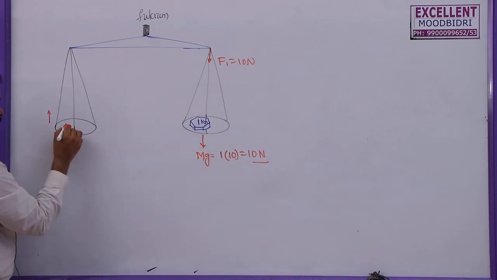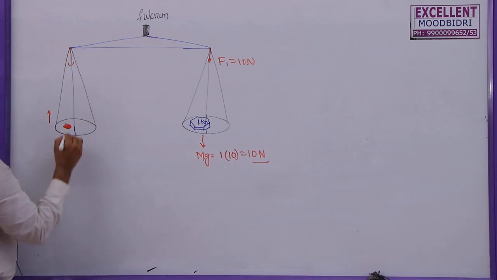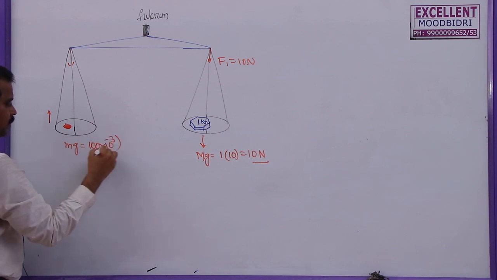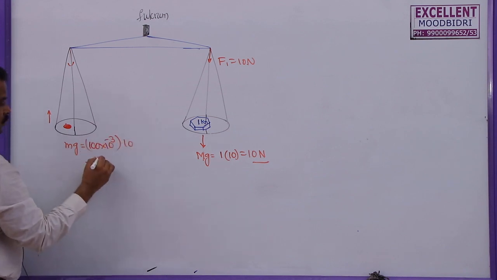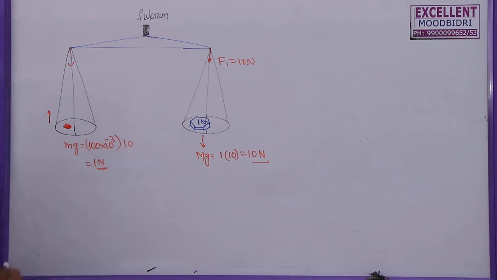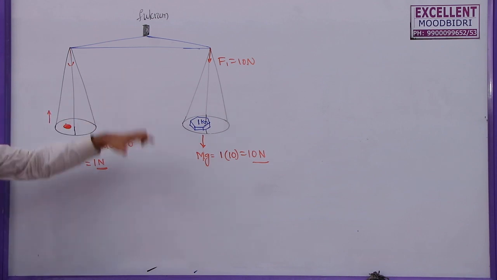Now the weight of this one which is acting here is mg. Let us say this is 100 grams. So 100 into 10 power minus 3 into 10, so this is 1000 into 1000. This is 1 Newton only. So what is the total force acting downwards?